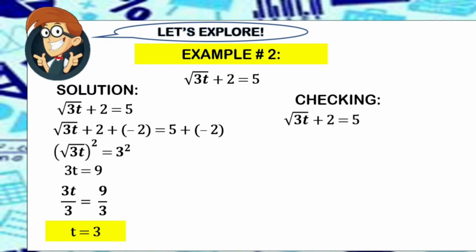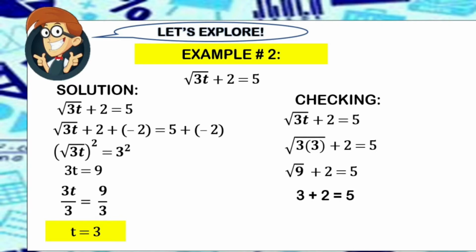Checking our answer, we substitute the value of t into the original equation. Thus, we have square root of 3 times 3 added to 2 is equal to 5. Then, we simplify the radical and extract its square root. This results in 3 plus 2 is equal to 5. Solving the equation, we have 5 is equal to 5. As I have said, since the left side and the right side of the equation are equal, therefore, t is equal to 3 is a correct solution.